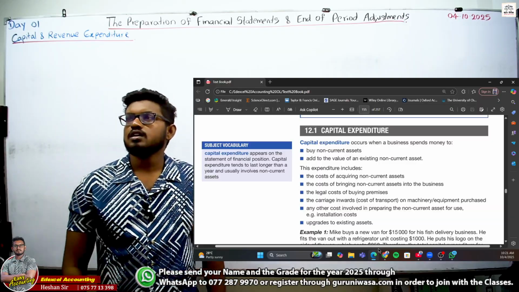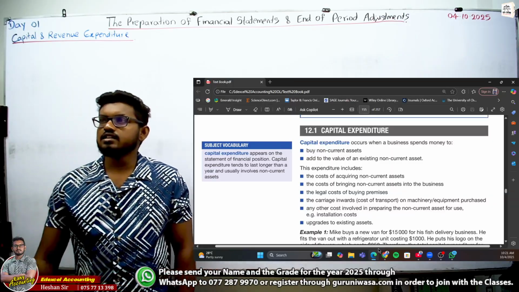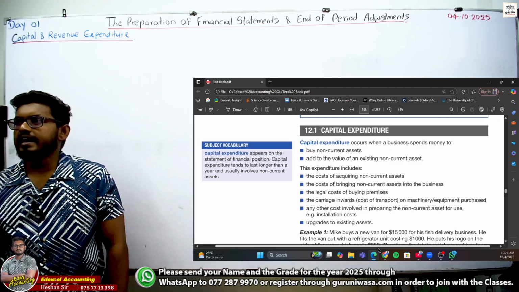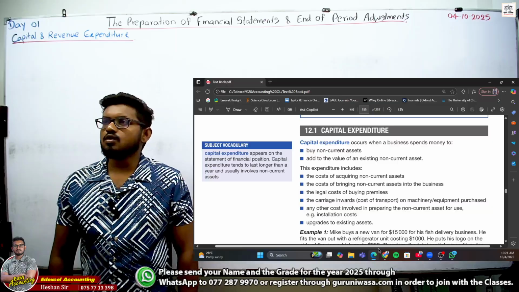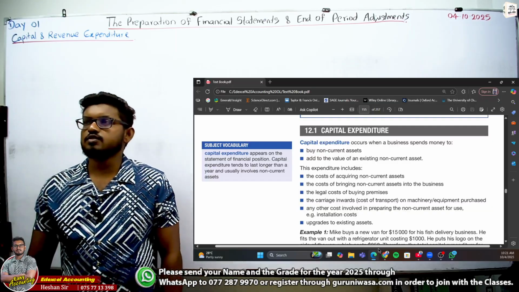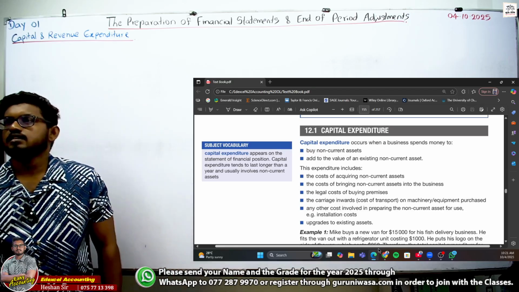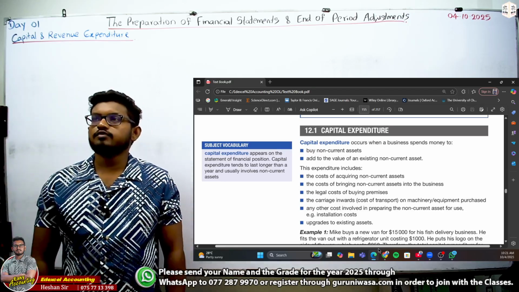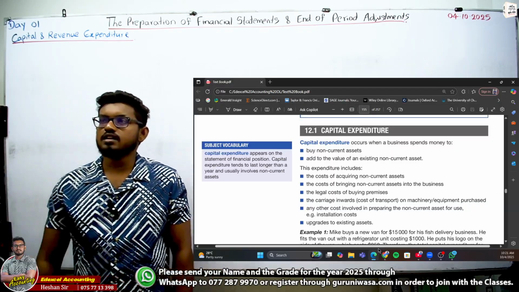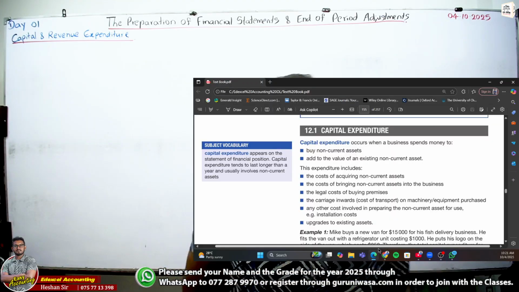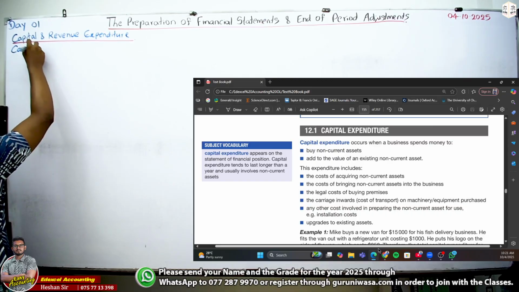This includes the cost of acquiring non-current assets, the cost of bringing non-current assets to the business, the legal cost of buying premises, carriage inwards, cost of transportation of machinery, equipment purchase, any other cost involved in preparing the non-current assets for use, installation costs, and upgrading existing assets. Capital expenditure appears on the statement of financial position. Capital expenditure tends to last longer than a year and usually involves a non-current asset. I'll explain like this. Under that, let's write the subheading capital expenditure.